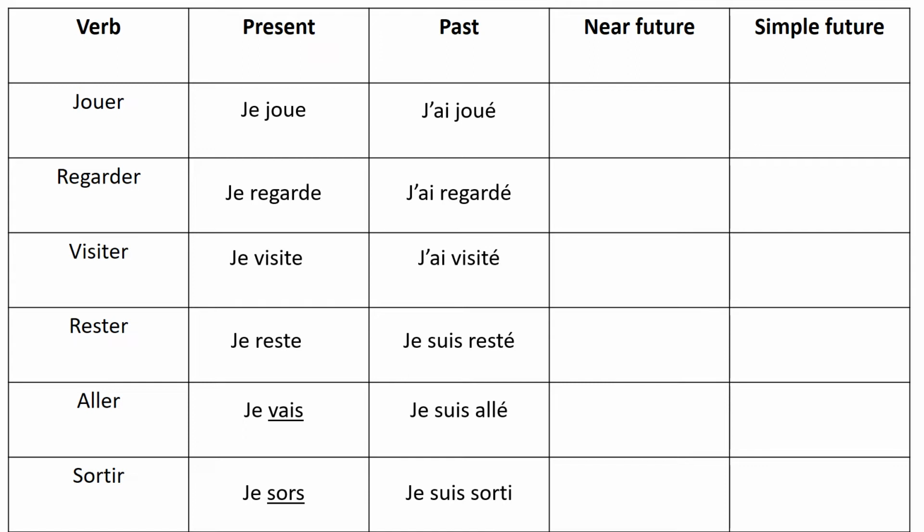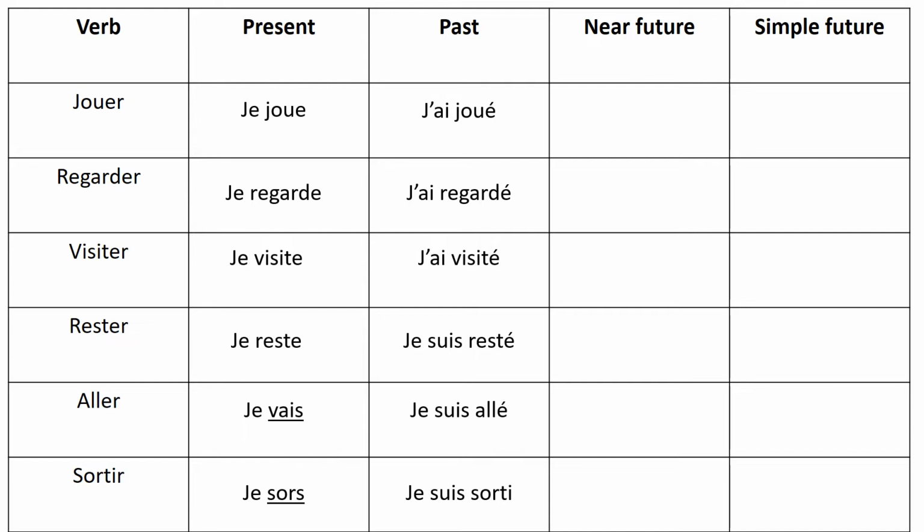Okay, so if we have a look at the third column, the near future. The near future is when we talk in English about I'm going to do something. I am going to play. I am going to stay. I am going to go out. Now, we actually need a verb to help us form this that we've already seen on this screen so far. We need a part of the verb aller, and then we need an infinitive verb after it.